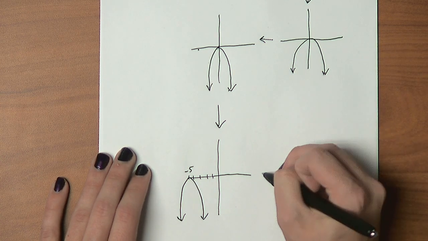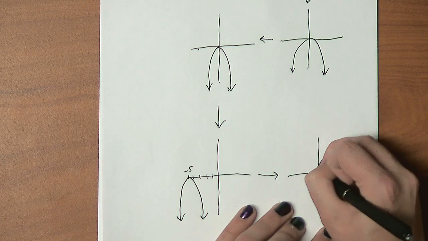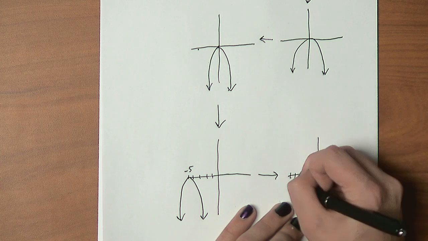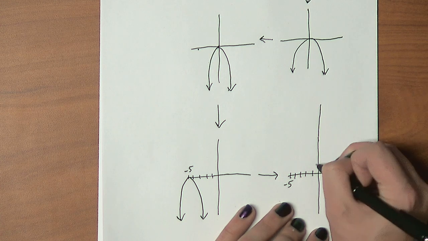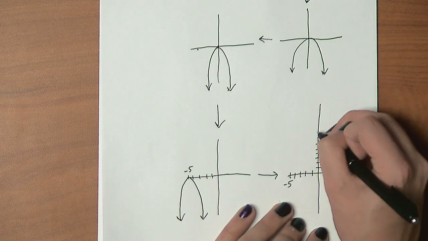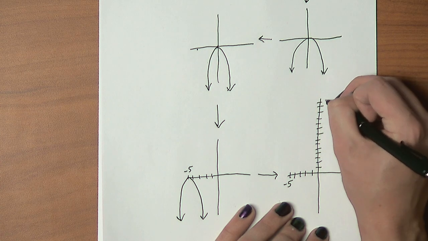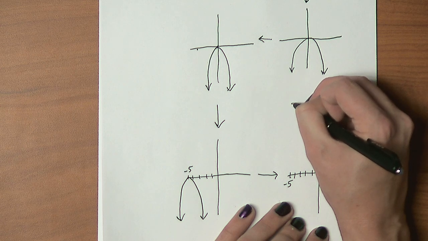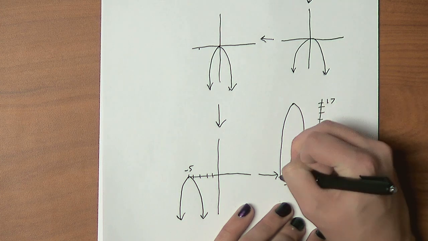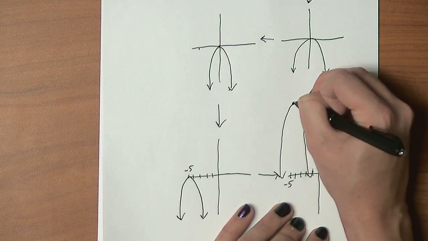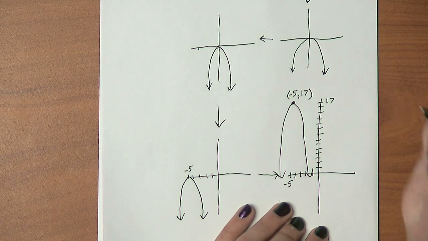So I'll take this graph. We'll keep it over at negative 5. But I'm going to need to bring it up here to 17. I'll draw my thin parabola there. And this vertex is at negative 5, 17.